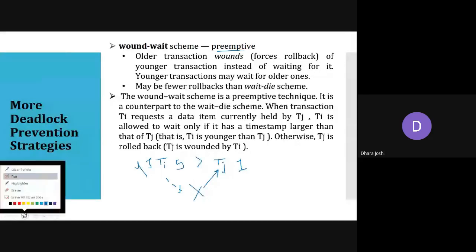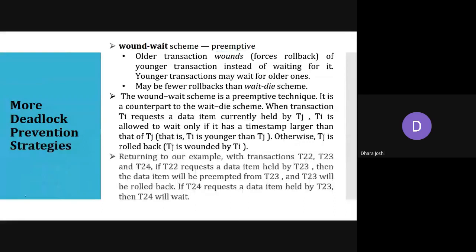We are taking a simple example, the same way as in the previous one. We have three transactions, T22, T23 and T24. We know that T22 will be the oldest one, with timestamps 5, 10 and 15.